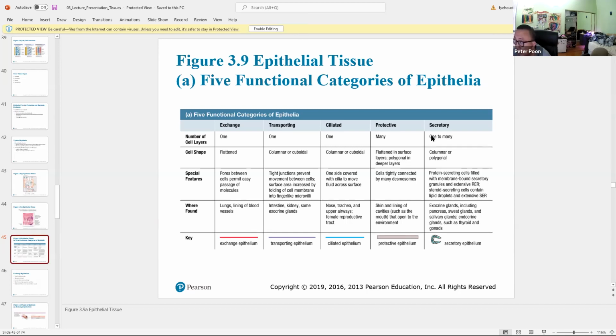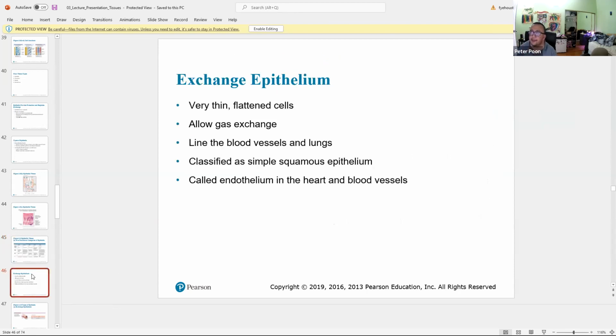And then secretory is going to be a little bit different. Secretory epithelium will always be columnar and/or polygonal because they need room to make whatever they're secreting. Usually they're one layer, but sometimes there are many, and only the top one actually secretes stuff. So endocrine glands, pancreas, sweat glands, etc.